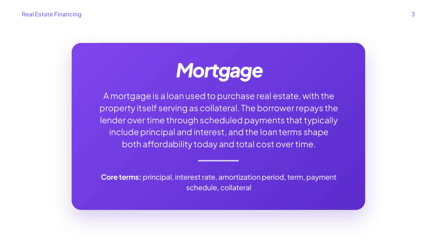Understanding the core terms is crucial. The principal is the loan amount, while the interest rate determines how much you'll pay in interest over time. The amortization period refers to the length of time it takes to pay off the loan completely, usually measured in years. The term is the length of the loan agreement before it needs to be renewed or renegotiated. Payment schedules dictate how often payments are made, such as monthly or bi-weekly. Finally, the collateral is the property itself, which secures the loan.